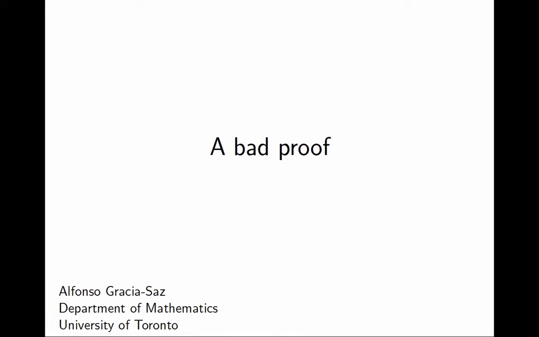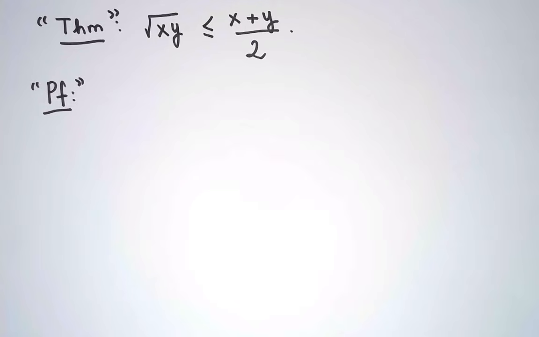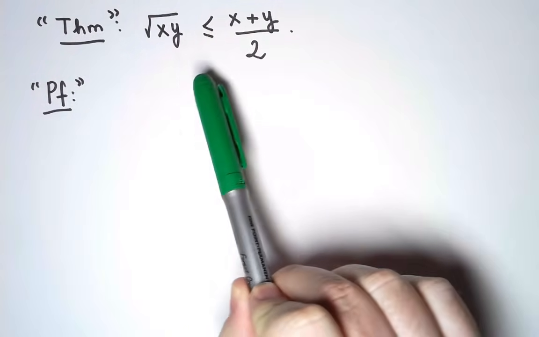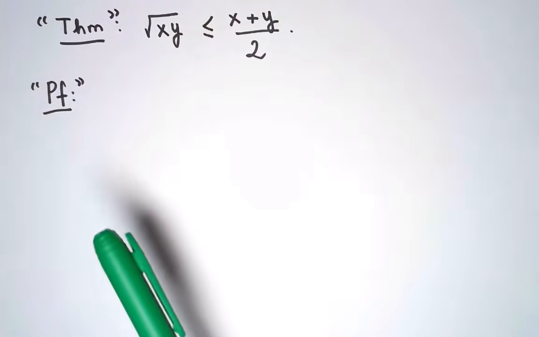In this video, I will show an example of a bad proof, a proof that contains errors that students often make when they begin to write proofs, and then I will explain how to fix those errors. The theorem I want to prove is this inequality, and I put theorem and proof in quotes for reasons that will become clear soon.